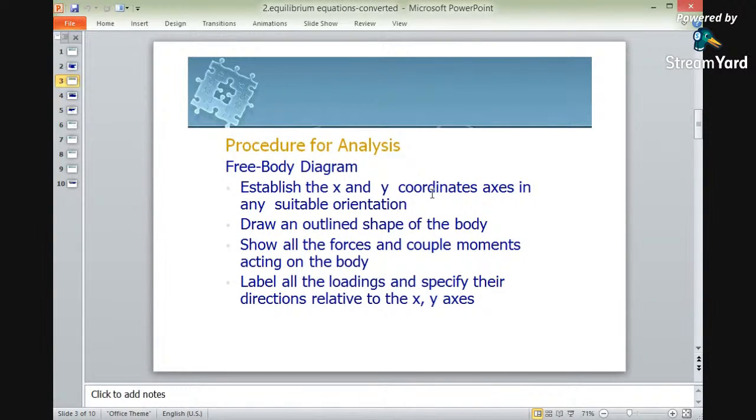Then for the different forces acting on a body, we have to resolve them along the x and y directions, and we have to take moments and find the resultant of all the forces.